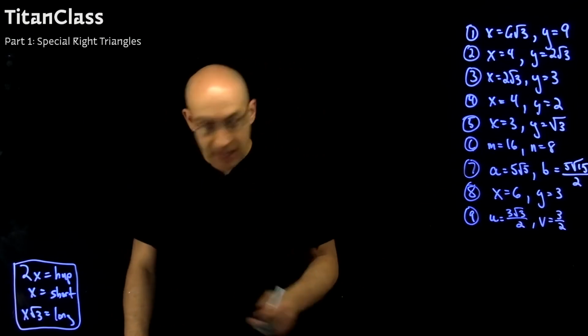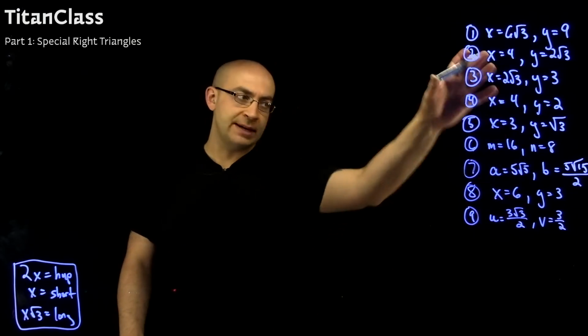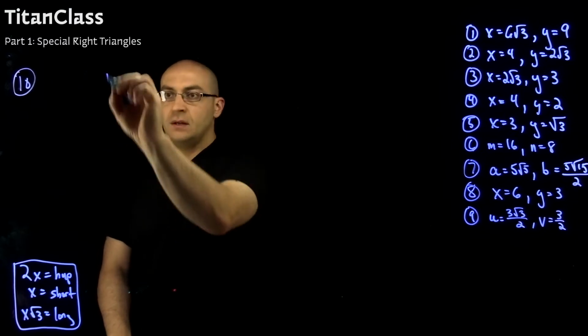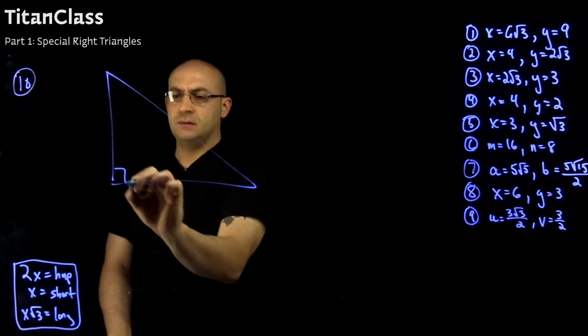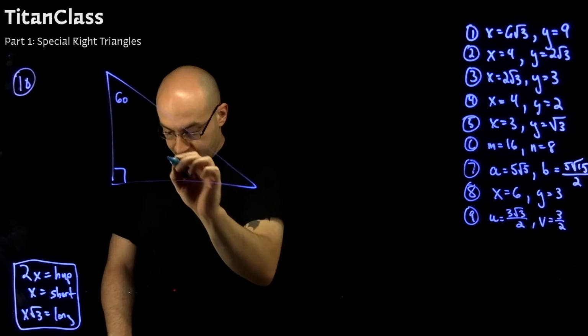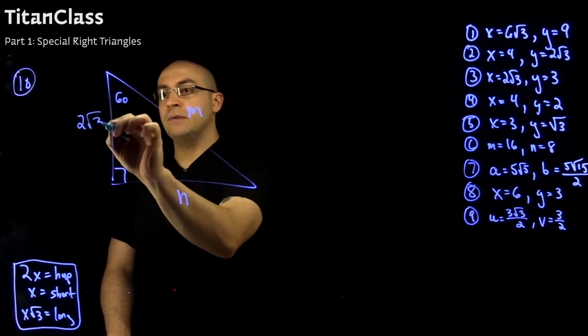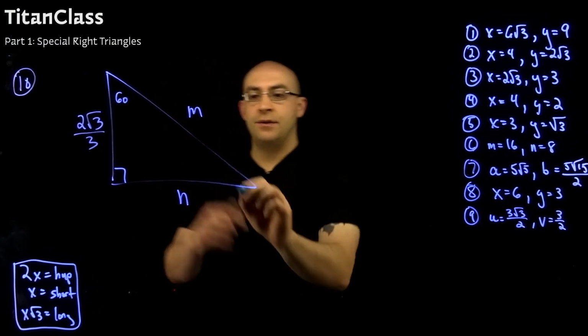Let's take a look at number 10. And what I'll do is after I put 10 up here, I'll erase these and then we'll go to the next ones. Number 10, 60 degrees, m, n, 2 root 3 over 3. Okay, 30 degrees we know.